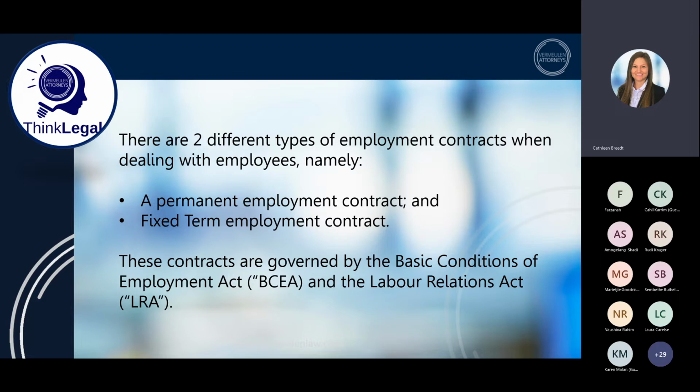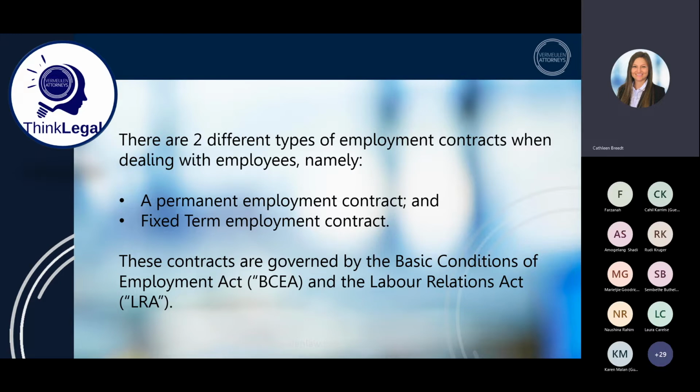Both of the employment agreements are governed by the BCEA, the Basic Conditions of Employment Act, as well as the Labor Relations Act. Just as a point of interest, even if you don't have employment agreements in place in writing, these acts still apply. It's not something that you can contract out of.